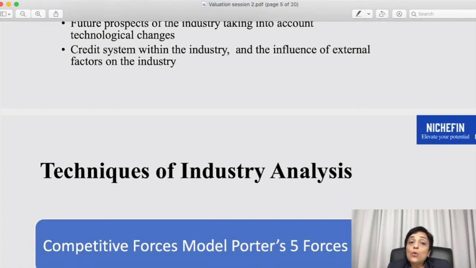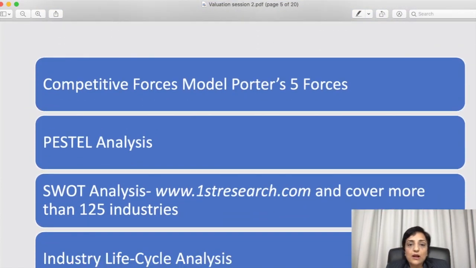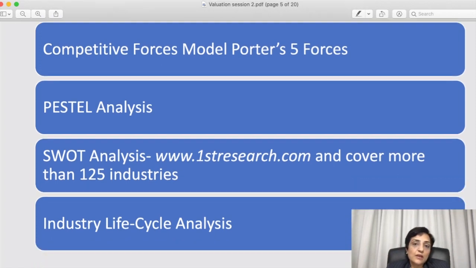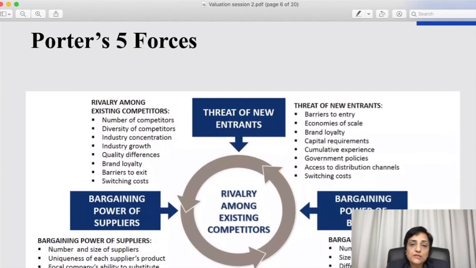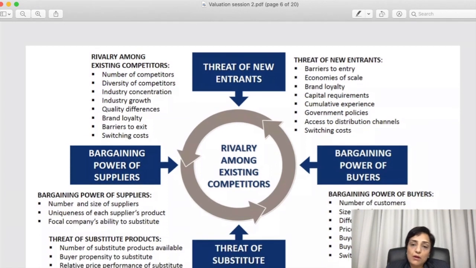Okay, so what are the techniques that we use to do this industry analysis? There are different techniques that we can use. The most popular ones are Porter's 5 forces, PESTLE analysis, SWOT analysis, and industry life cycle analysis. Porter's 5 forces talks about 5 threats to that industry: the threat of new entrants, bargaining power of suppliers, bargaining power of buyers, and the threat of substitute products.